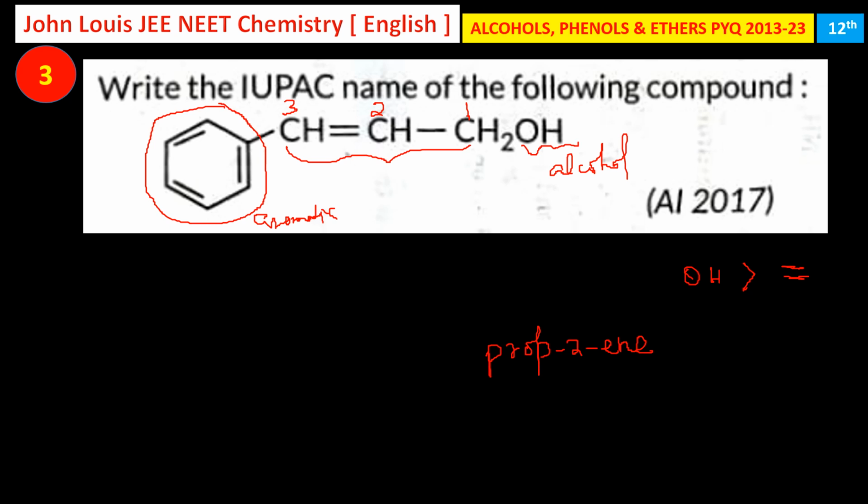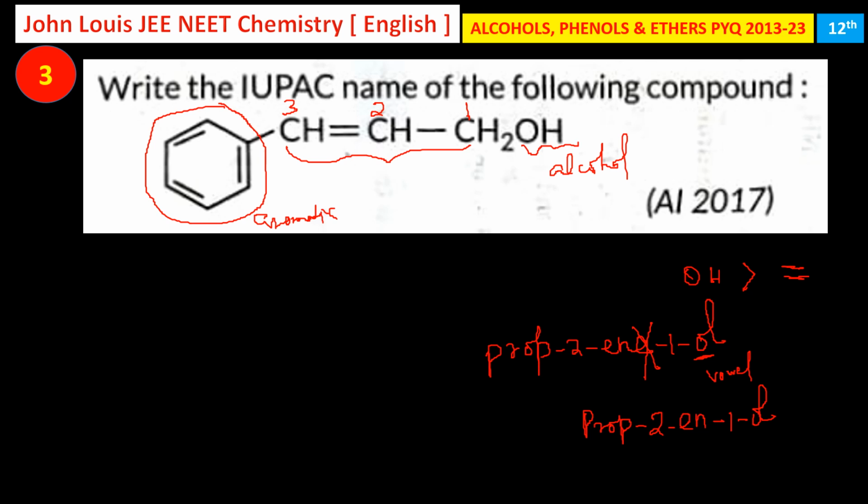And then in the first carbon there is alcohol. Therefore -1, and alcohol should end with -ol. So O is a vowel here. It is ending with the suffix -ol. Since O is a vowel, the letter E in the previous suffix should be removed. Therefore the parent name is prop-2-en-1-ol.